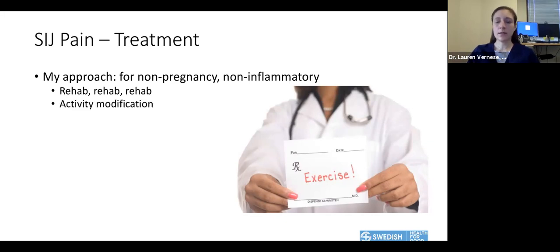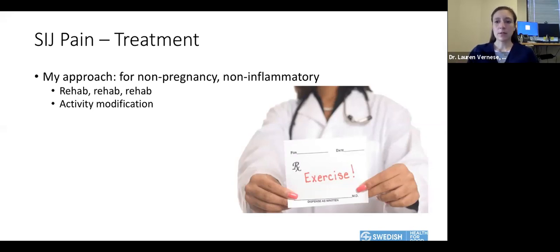I also talk about activity modification. This might be if they're a runner, backing off running while we're trying to work on these muscles being activated at the right time. I also might have them switch from a sitting position at work to a more standing position and alternating frequently, because again, most patients will have pain with any prolonged activity.